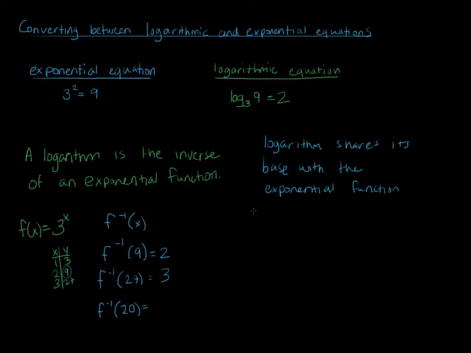That's important to know. The logarithm shares its base with the exponential function, and the input of the logarithm is the same as the output of the exponential function. Then it's equal to the exponent, because that's the input of the exponential function. It's also important to remember that log base 3 of 9 equals 2. 2 is the exponent, and all logarithms are an exponent. The logarithm is the exponent. That's important to remember too.